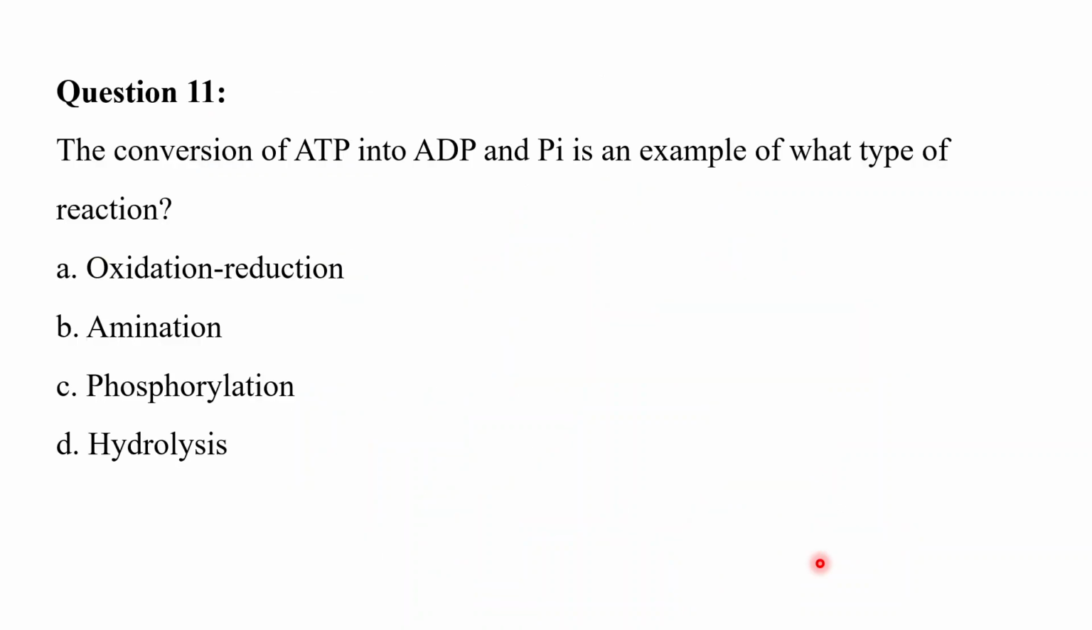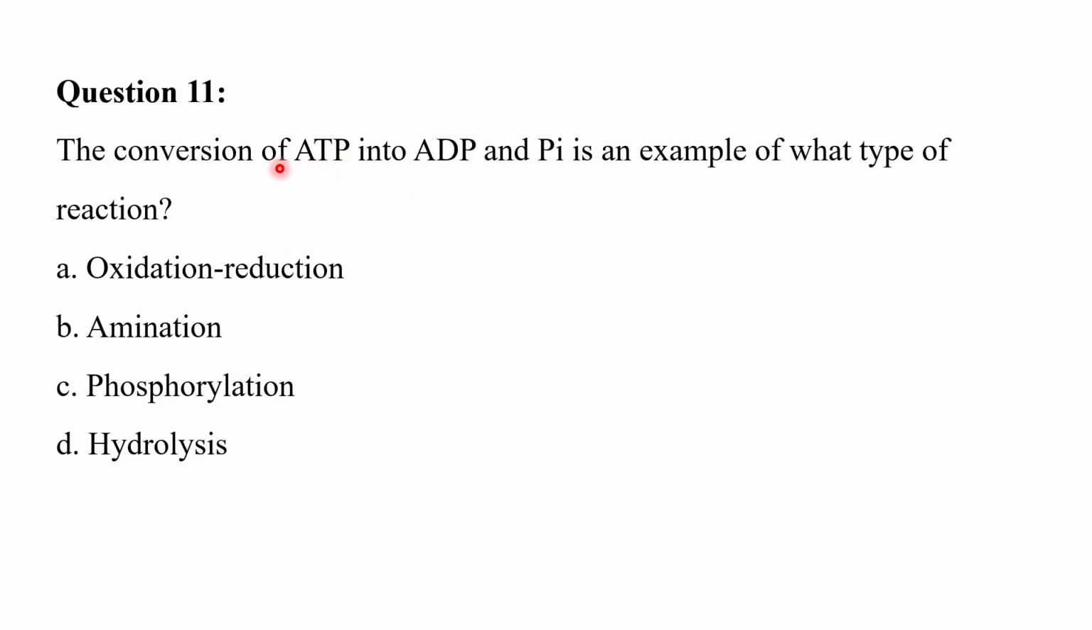Okay. So question number 11: conversion of ATP into ADP and Pi, where Pi is the inorganic phosphate. So conversion of ATP into ADP and a phosphate molecule is an example of what type of reaction?